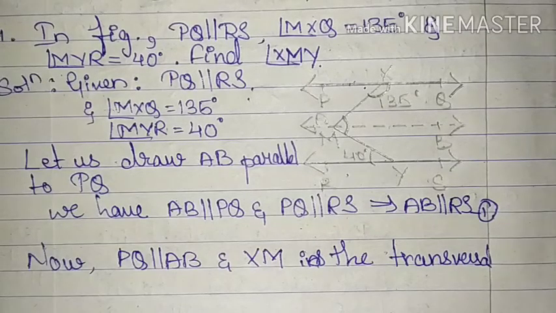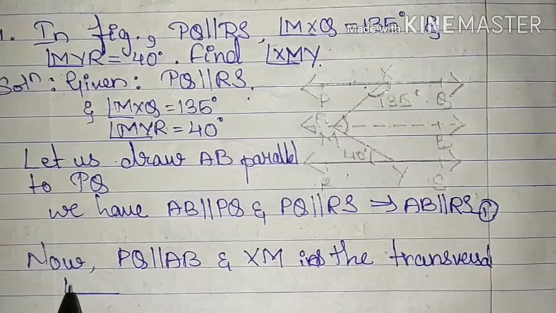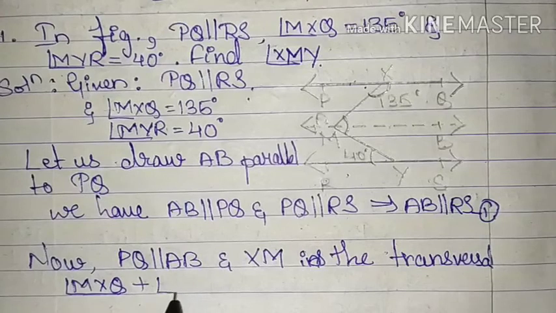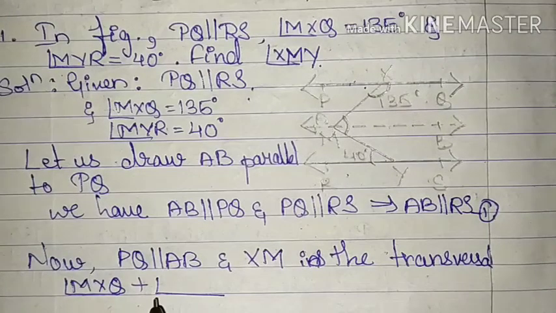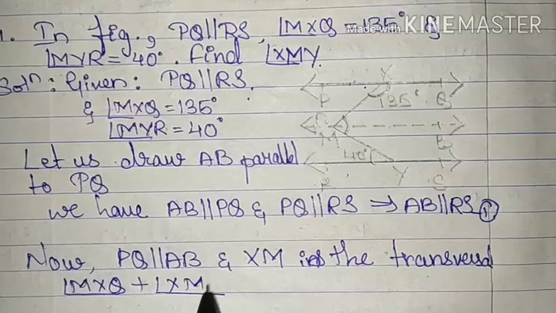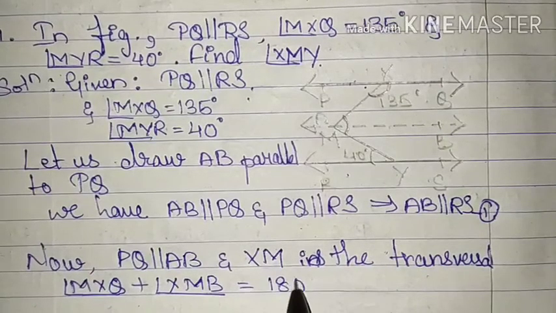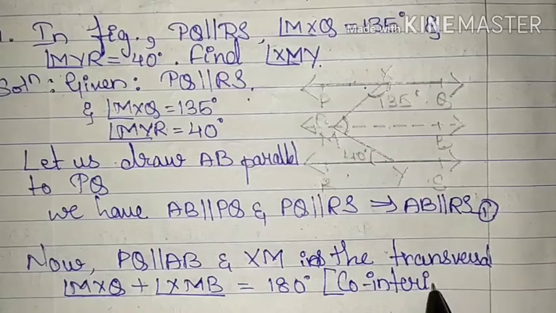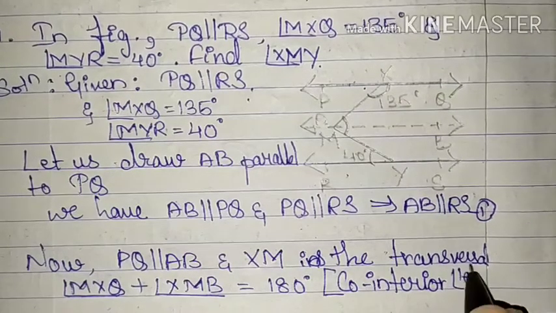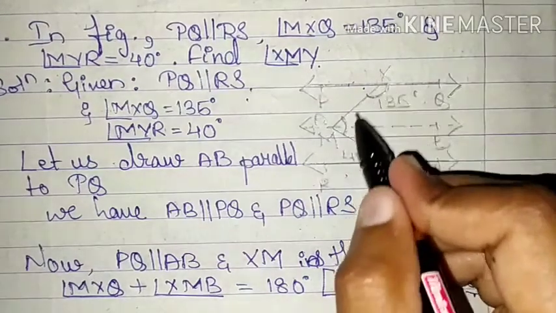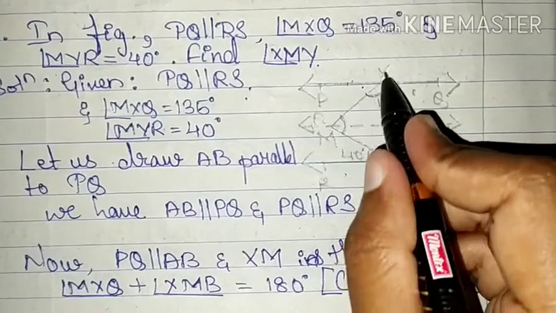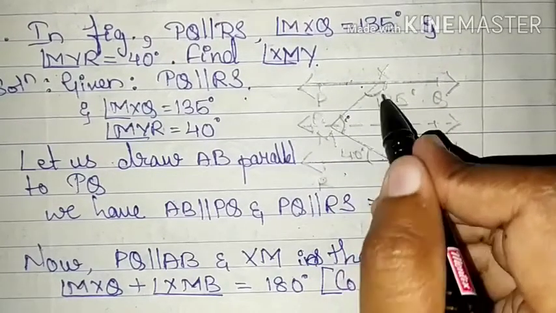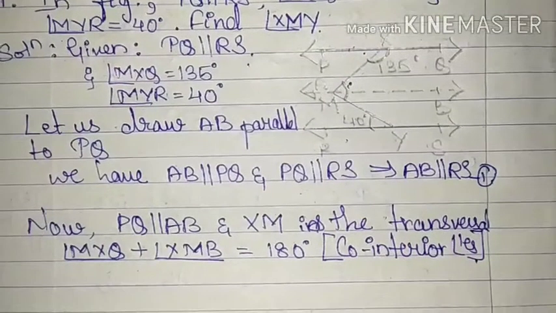Right. Now angle MXQ plus angle XMB is equal to 180 degrees because they are co-interior angles. Since the lines are parallel, they are supplementary. This angle MXQ, this angle, and XMB, this angle. Both of these angles, the sum of these angles is 180 degrees because they are co-interior.